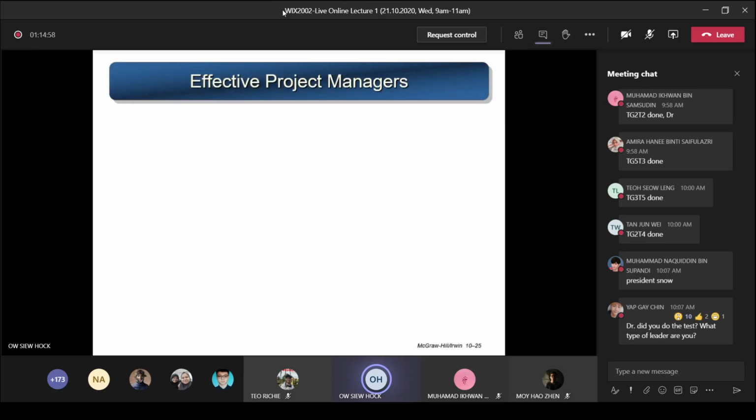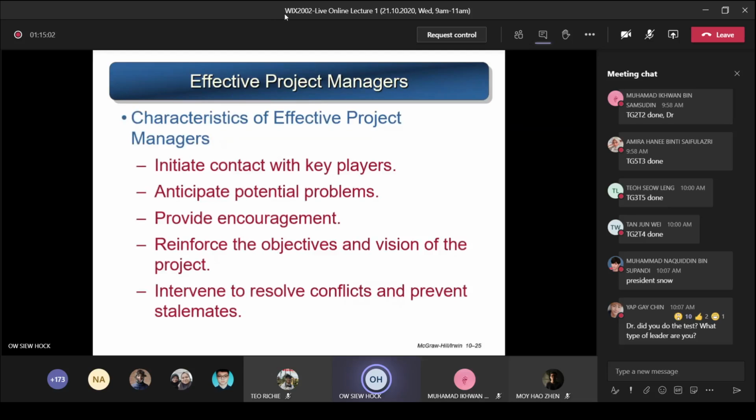So next, okay, effective project managers. What are the characteristics of effective project managers? So effective project managers must initiate contact with key players. You must get in touch with those important people in the project that you're handling. You must anticipate potential problems. I'm sure all of you encountered some problems throughout this project. So you provide encouragement when something has gone wrong, and somebody makes some mistakes.